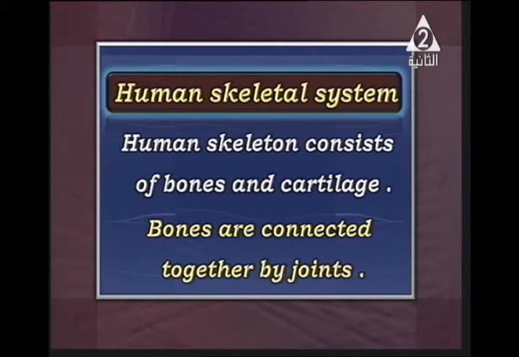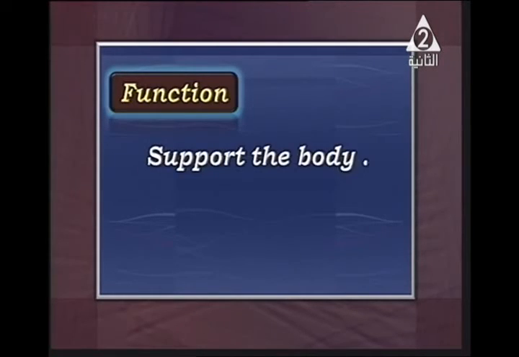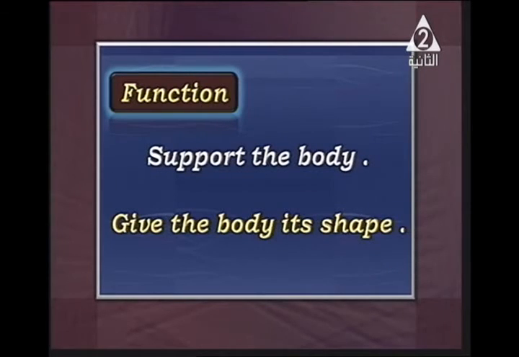Well, bones are also connected together by something called joints. Joints, simply, where any two bones meet each other, okay? The space between them, this area is called a joint. Functions of the human skeletal system. We have different functions, such as what? Like supporting the body, and also it gives the body its shape.